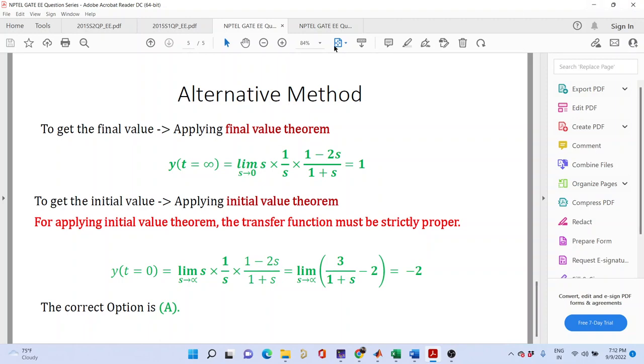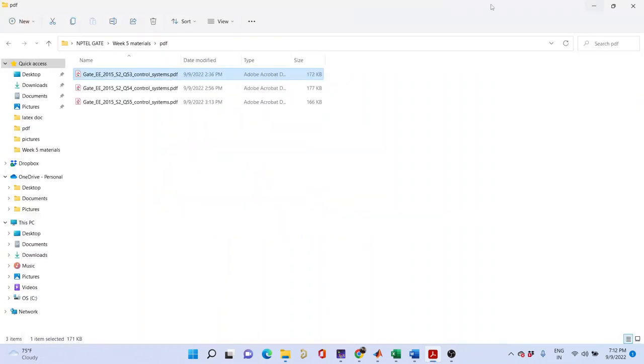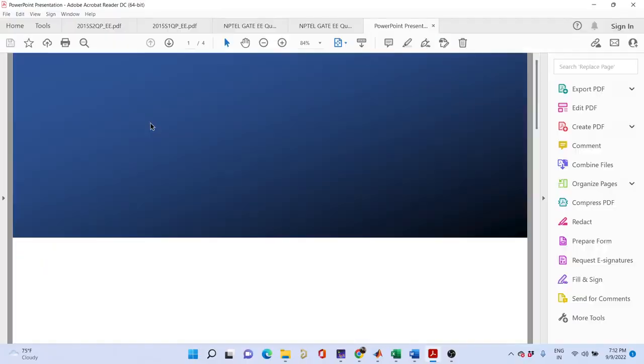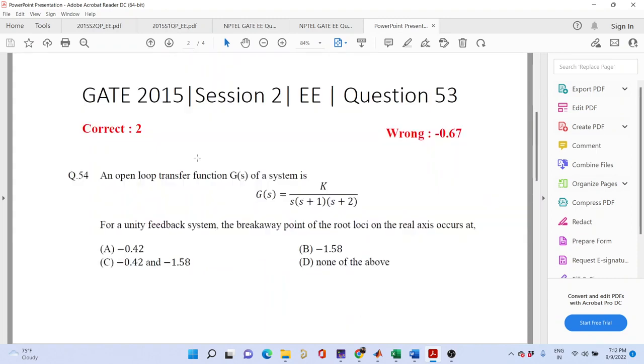There is another sum. What is the other one? 54, I guess. Yeah, this will be the last sum. Try this out. Tell me what you are getting.